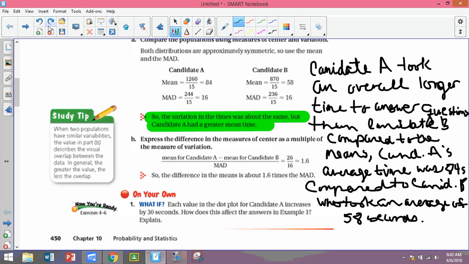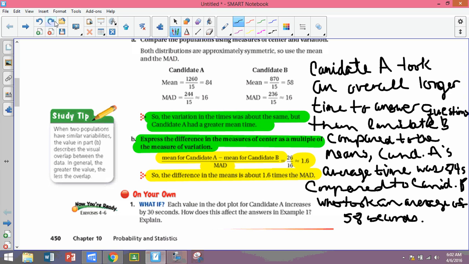Now, you could, if you wanted to, and you don't have to do this, but this is a way that you could also express your difference in terms of your measure of center, as a multiple of the variation, which means you look at the mean, compare the means, and then divide it by the MAD. So your mean for candidate A minus your mean for candidate B is 26, and your MAD is 16, so you would divide 26 by 16 and you get 1.6. So you could say that the difference in the means is about 1.6 times the MAD.